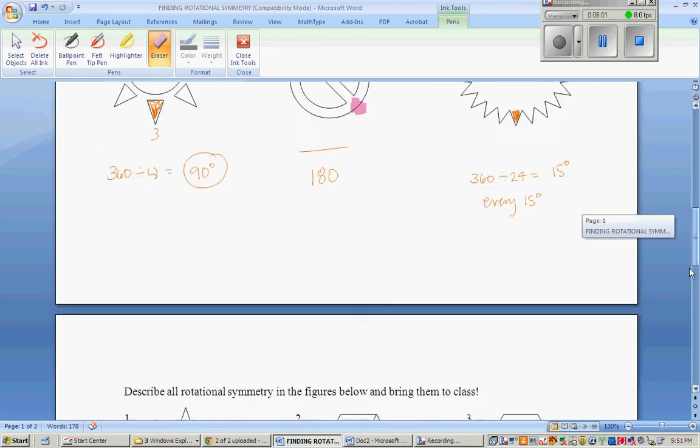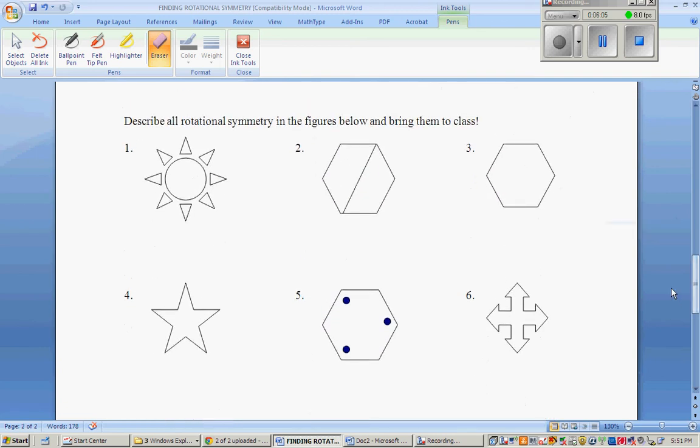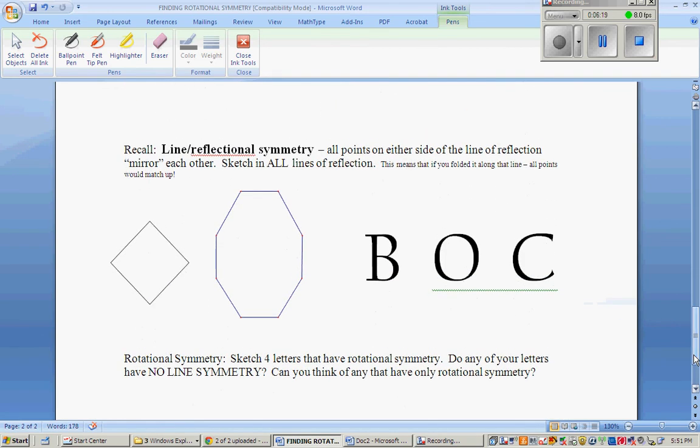So you're going to want to try these 6 problems and bring these to class. At the very end of the video, I will put up what the answers are. And I'll warn you so you can hit pause and make sure you try them on your own. But let's come down here for a second. We're going to recall line and reflectional symmetry. That's when all points on either side of the line mirror each other.